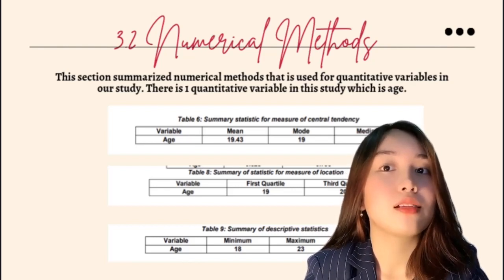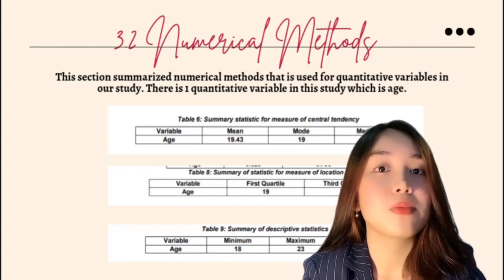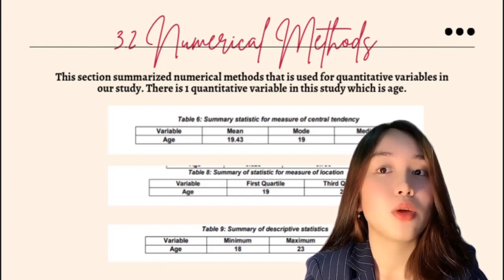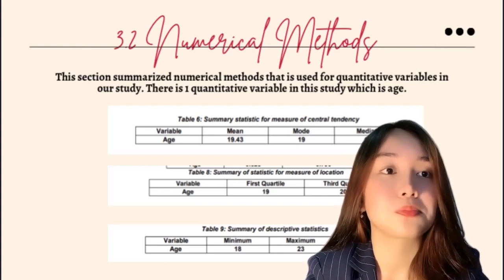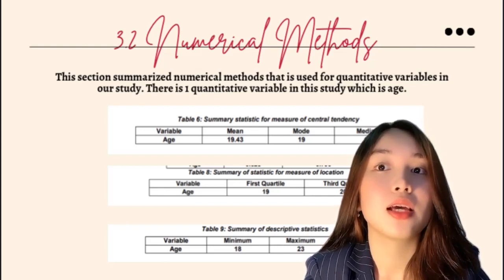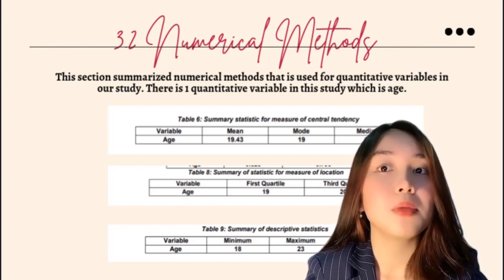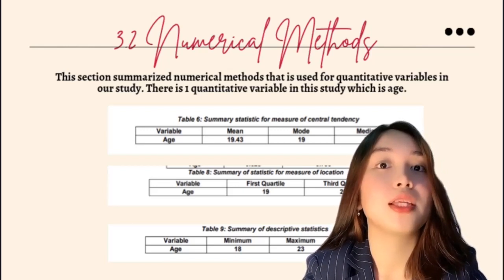However, the third quartile is 20, which indicates that 25% of the students are older than 20 years old, while 75% of the students are younger than 20 years old. As for the last table, according to this table, minimum, maximum, and skewness can be determined in this study.